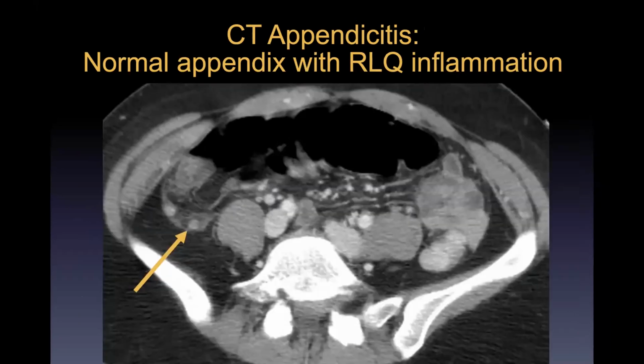But another one that was a bit more difficult, a nice normal looking appendix. It was less than 6 millimeters, but there was some stranding and fluid right around it. This patient was in a vegetative state, so there was no physical exam to go along with it. They were septic by labs. The CT was obtained. Was it appendicitis? Was it not? What we did in this case was rescan the patient sometime later. The fluid had resolved. Don't know what it was about, but this was not appendicitis. 75% of cases are not going to be appendicitis.